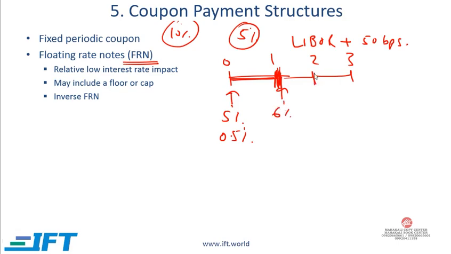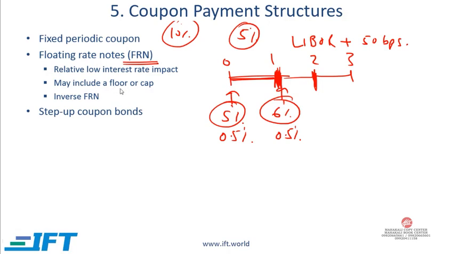Then let's say that here LIBOR goes up to 6%. The coupon payment here would be 6% plus the 0.5%. So the coupon payment would be 6.5% and so on. A common exam question would be to give you LIBOR over here, and ask you about the coupon payment over here. Remember, the coupon payment is based on the interest rate at the start of the period.